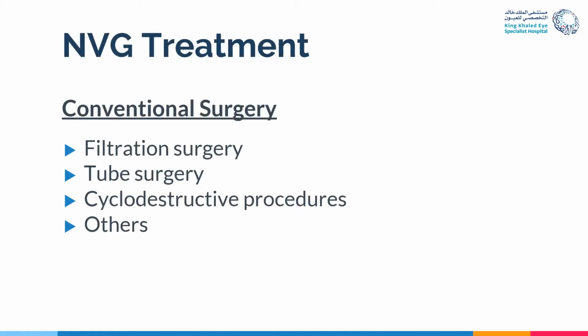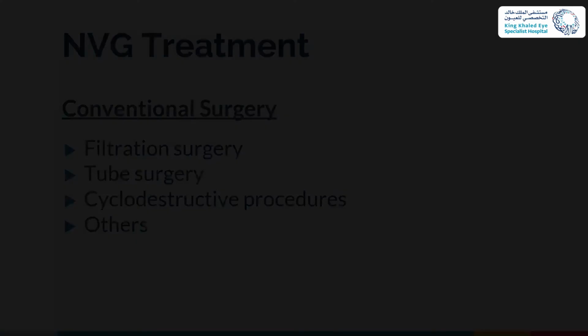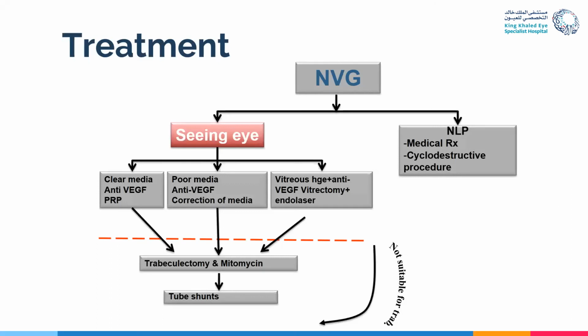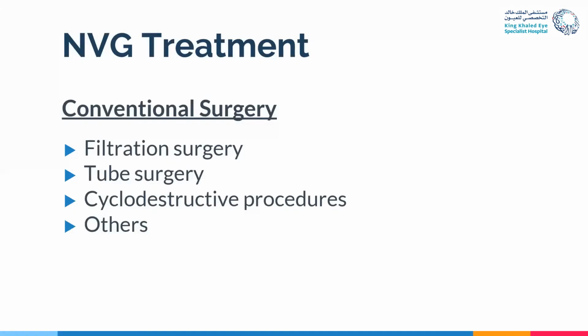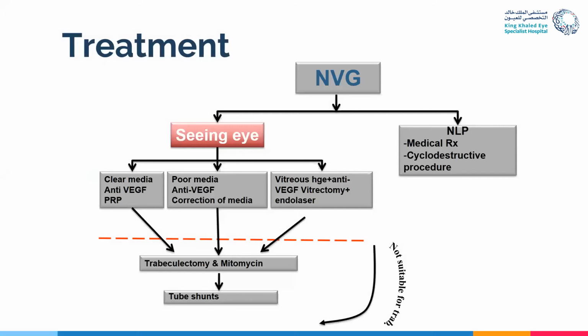So let us start from the least effective one. Before that, we mentioned the two determinants of our intervention in patients with already established disease: the visual potential and the media clarity. Here is a sketch I made myself, trying to simplify things. The patient already has NVG. So I have to know, is the eye a seeing eye or a non-seeing eye?